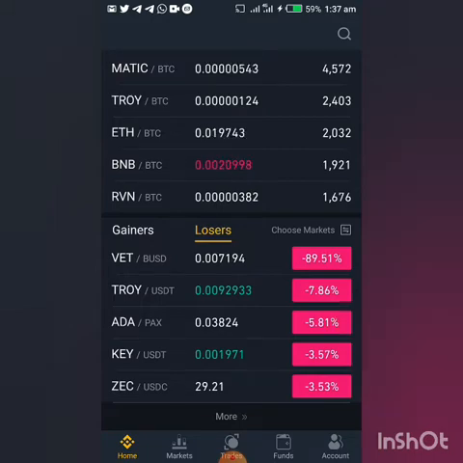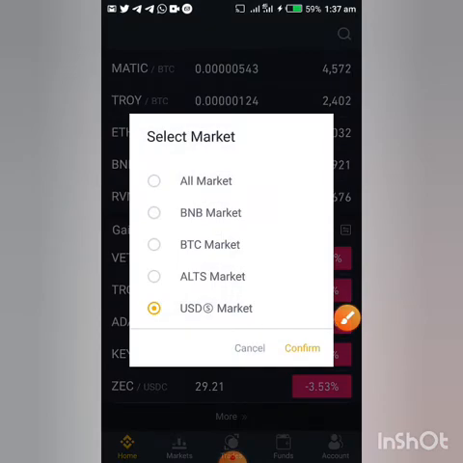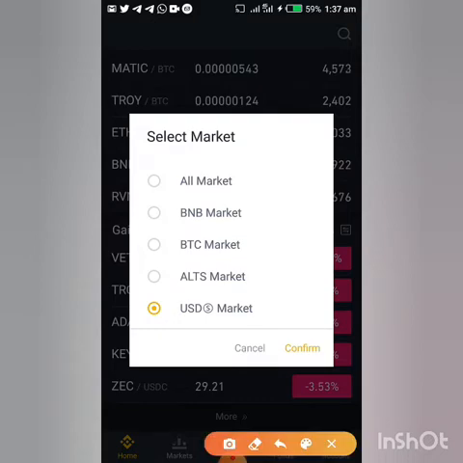Okay, when we click on it, this is what I'm talking about. When you click on this choose market, we see the various markets where these coins are traded. Maybe you want to monitor the coin on the USD market, all the different USD markets.